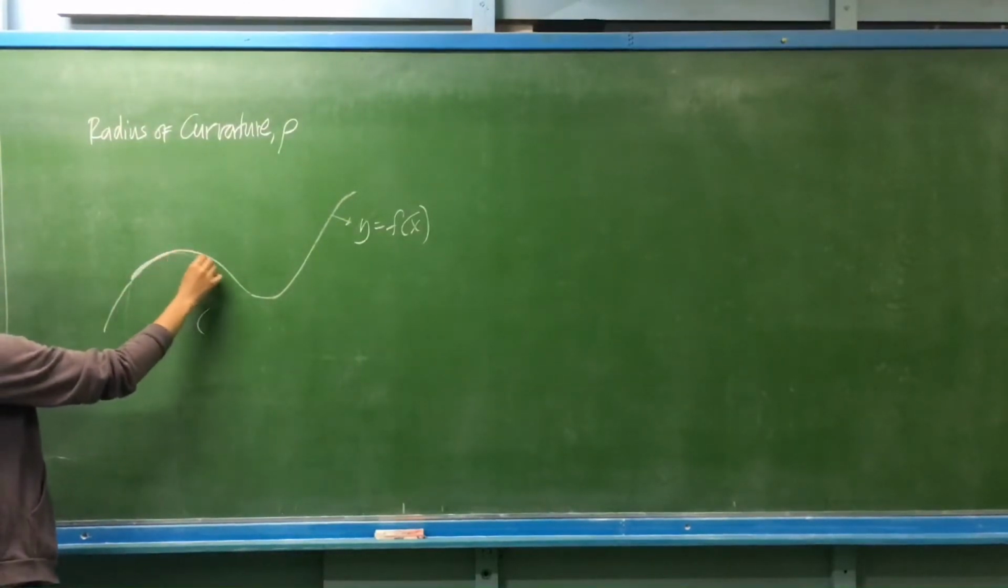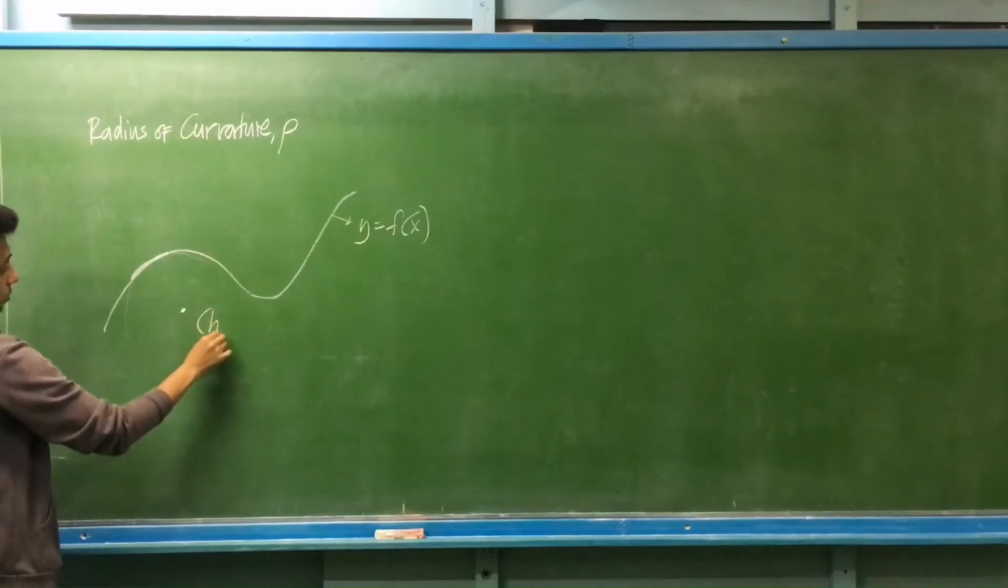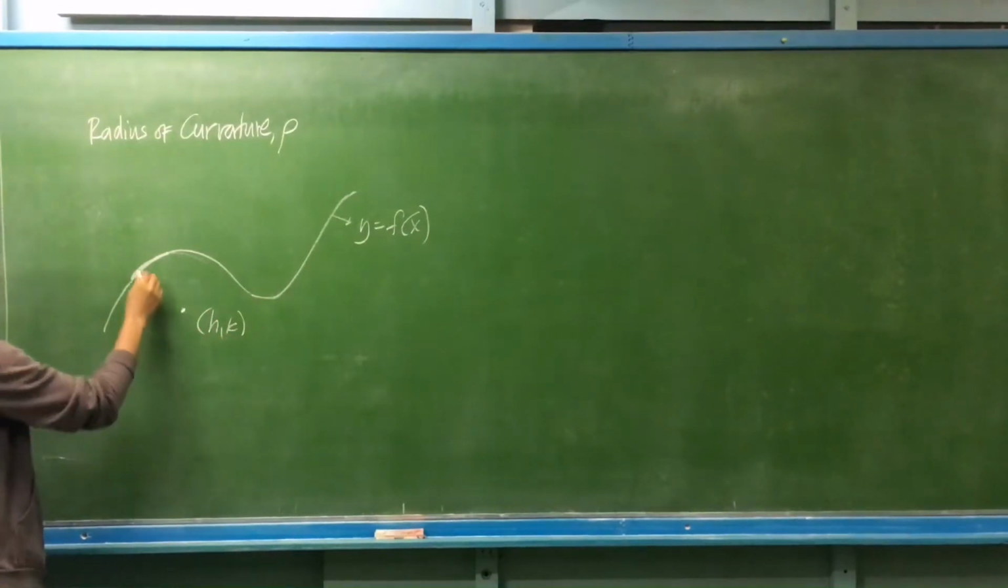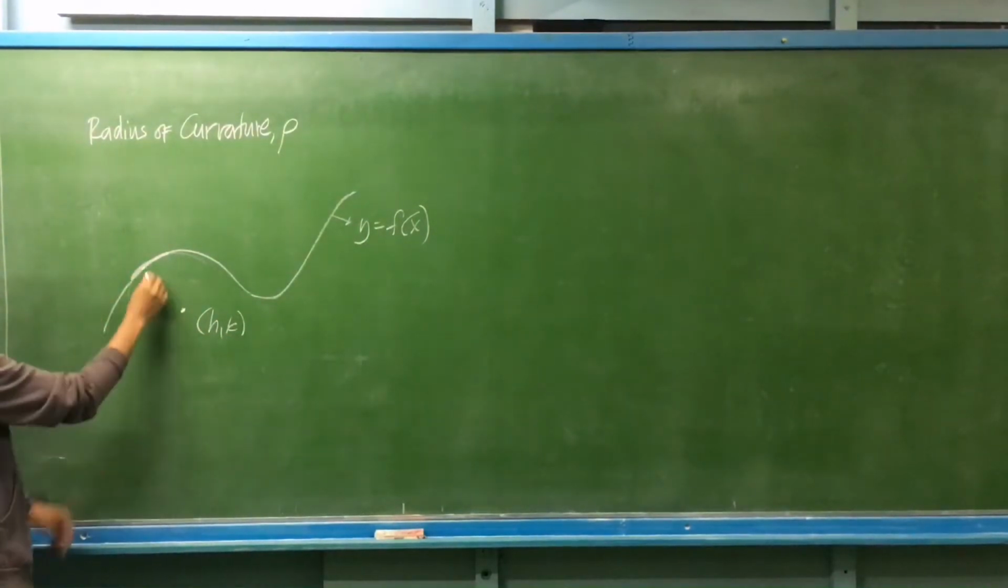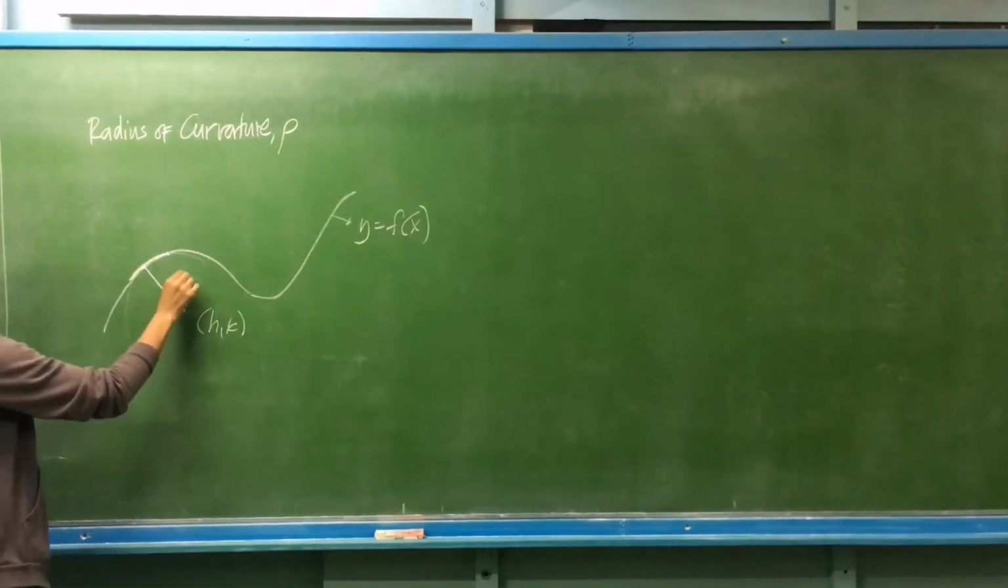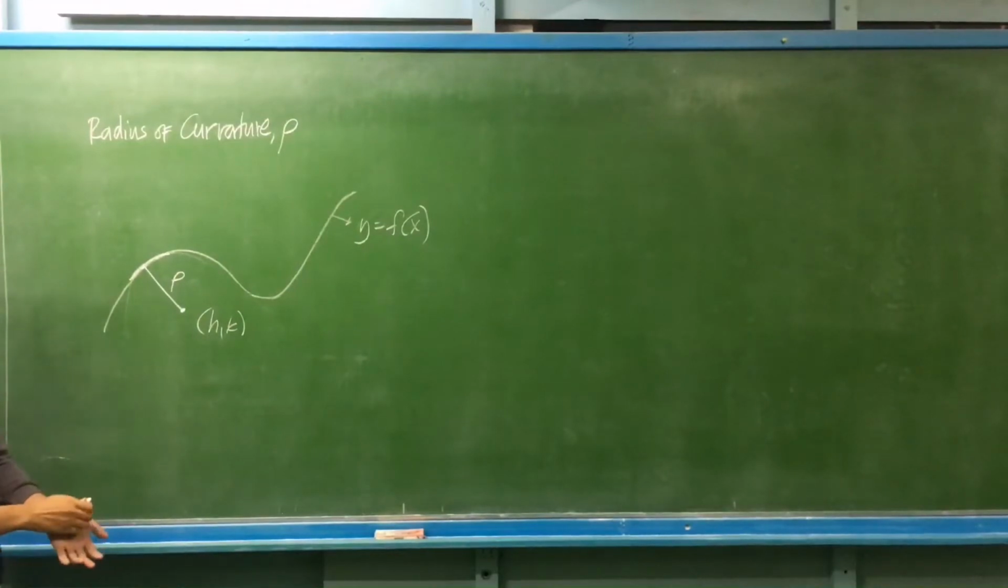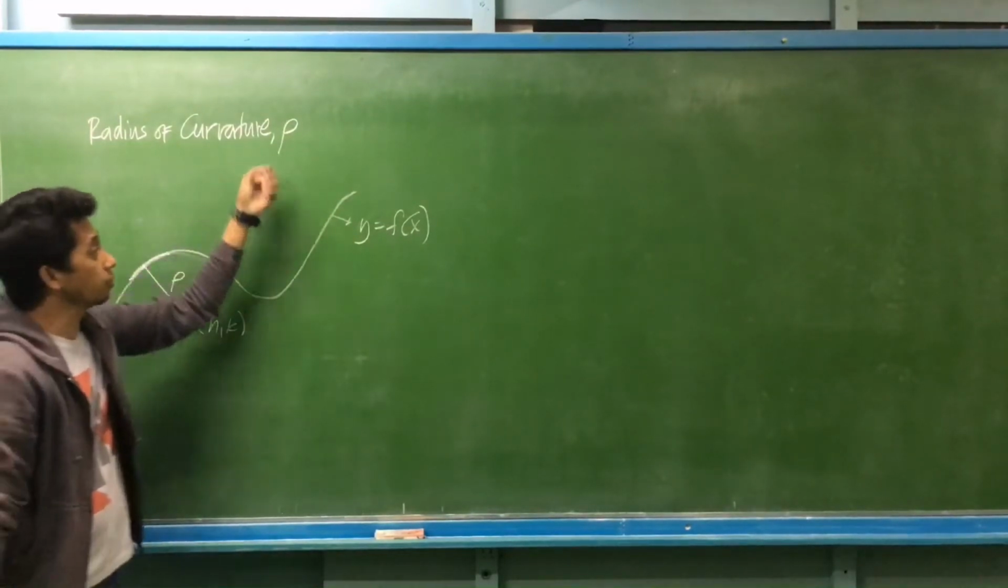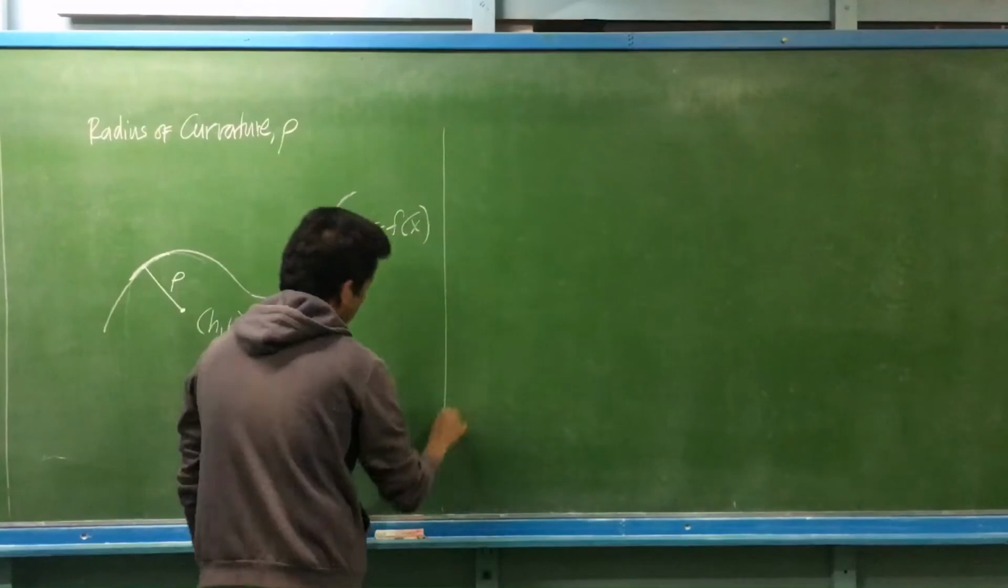Supposedly, if we are to complete this portion as a circle, the center is, let's say, h, k, and we are to draw the shortest distance from this arc to this point. That is called the radius of curvature. So how to compute for the radius of curvature? That is in terms of rho.